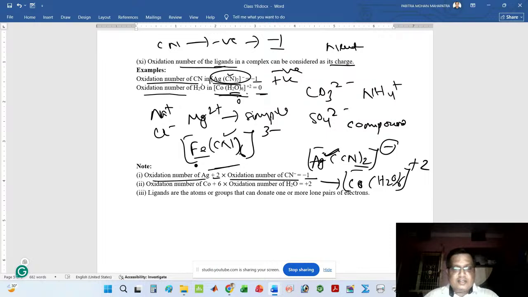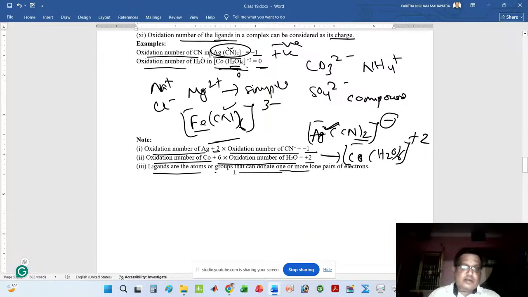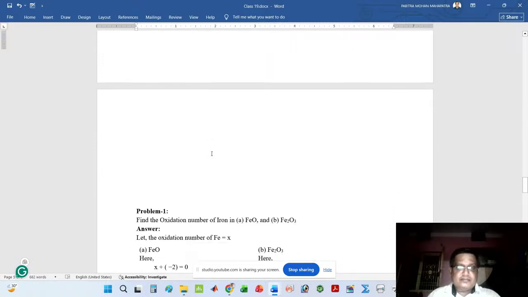Here one cobalt is present, so here I can write the oxidation number of cobalt. 6 ligands, that is your water, are present, so 6 into the oxidation number of water is equal to plus 2. Again I will repeat, ligands are the atoms or groups of atoms that can donate one or more lone pairs of electrons. You will clearly understand in the upcoming chapter what a ligand is.